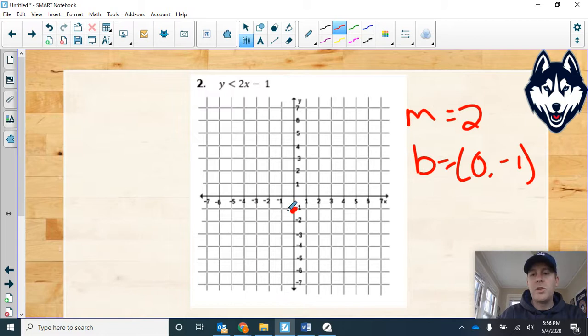And from there, my slope of 2, so I go up 2 and to the right 1. Up 2 to the right 1. Okay, now let's draw a line.